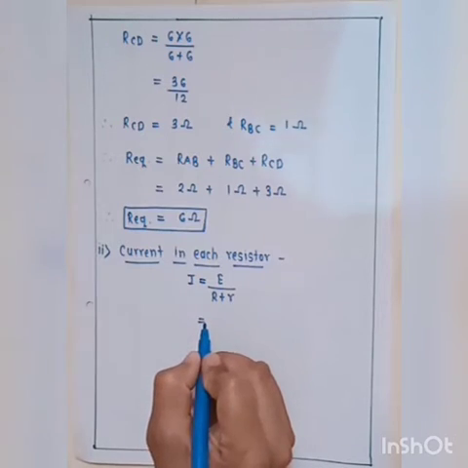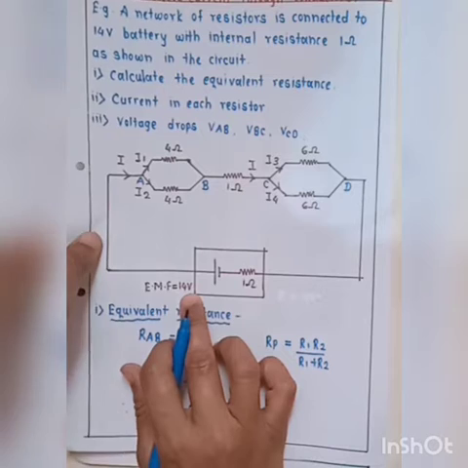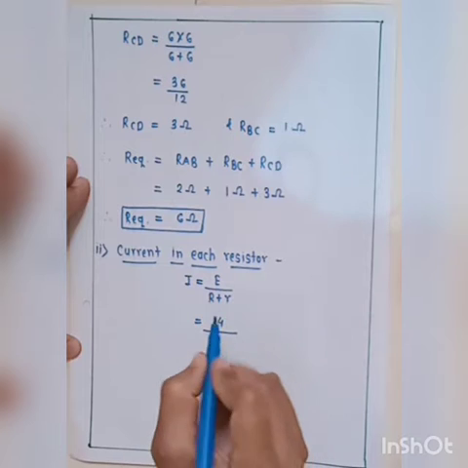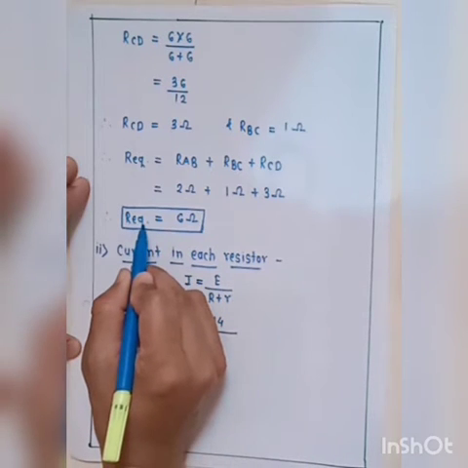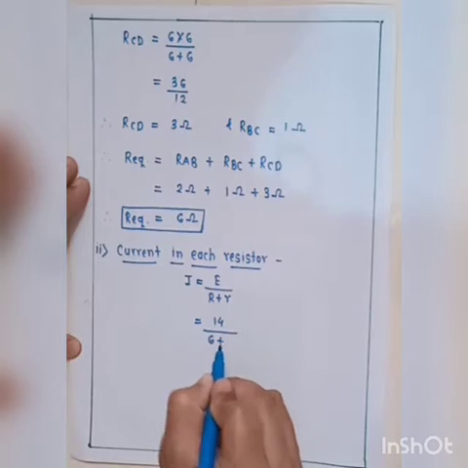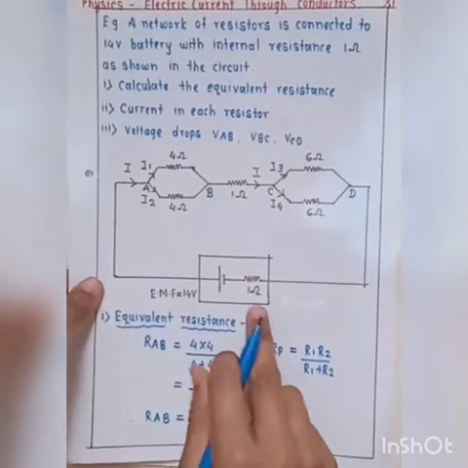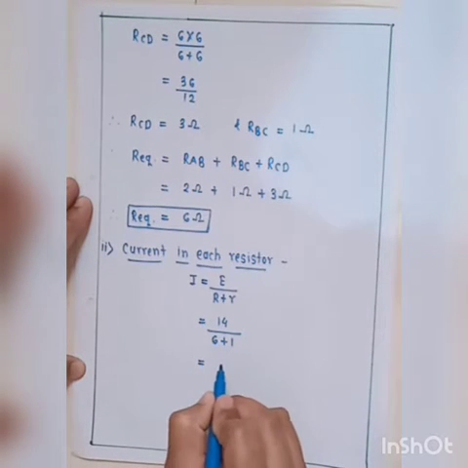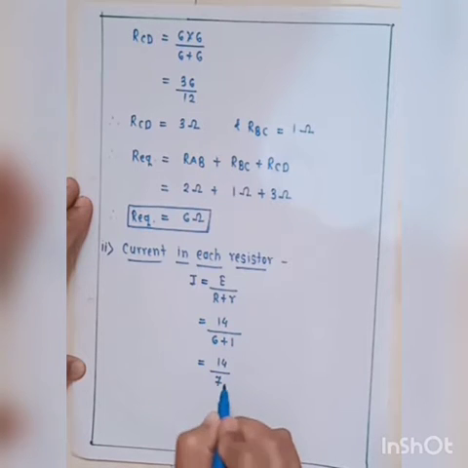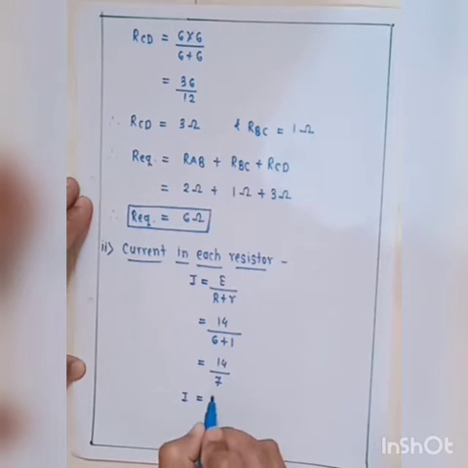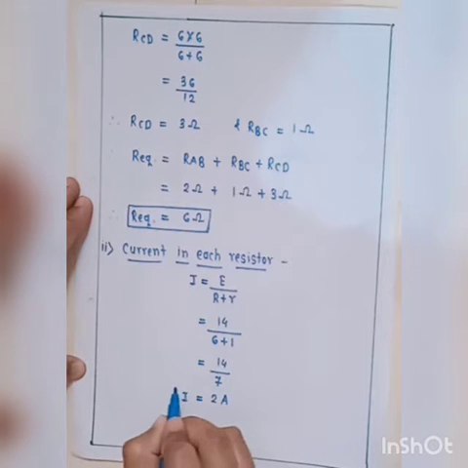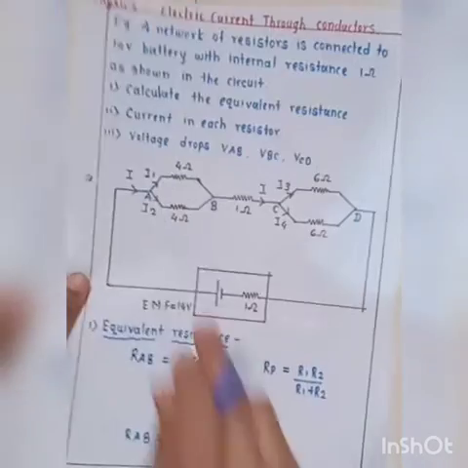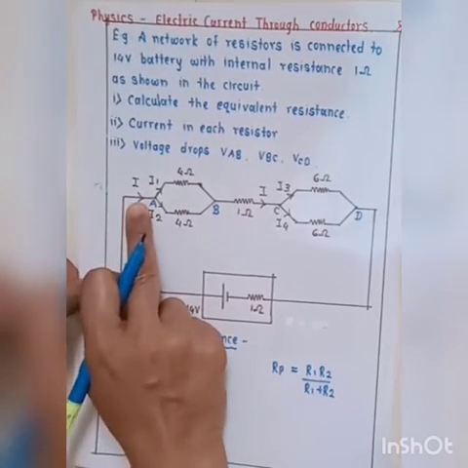Now EMF of the cell, that is battery, is nothing but 14 volt. So E is equal to 14 volt divided by capital R, the equivalent resistance of the circuit, which is 6 ohm, plus internal resistance of this battery, which is 1 ohm. So small r is 1 ohm. So current I is equal to 14 upon 7, that is I is equal to 2 ampere. So total current flowing in the circuit is equal to 2 ampere.